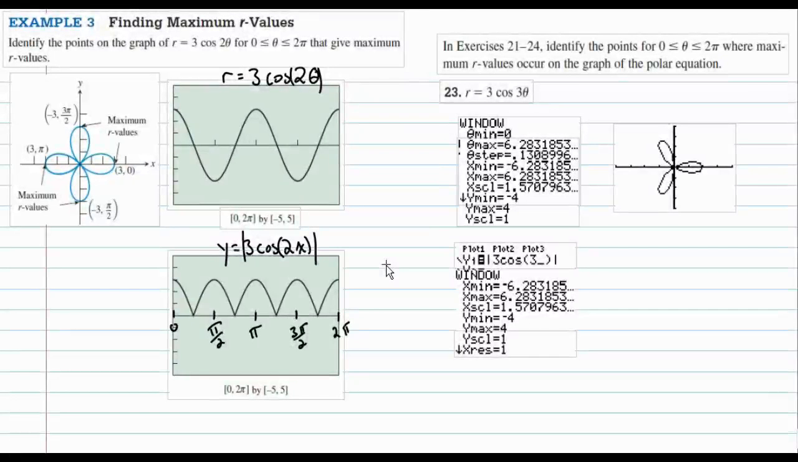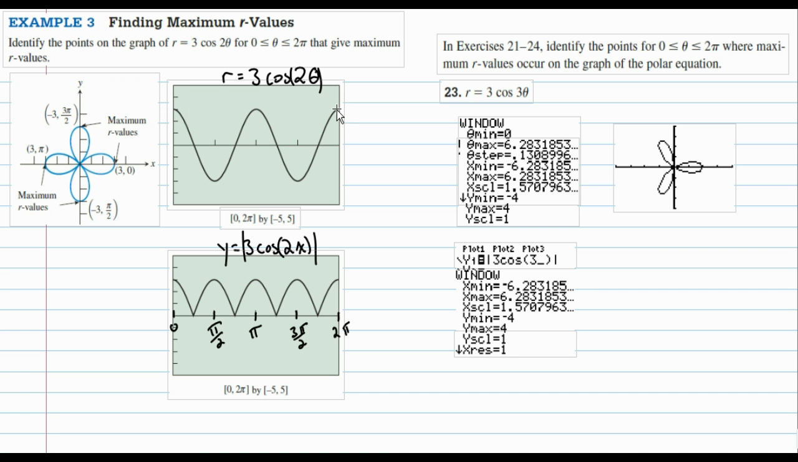This is the screencast for section 6.5, example 3, finding maximum R values. Again, this time our maximum R values are going to get a little bit trickier. Last time, in example 2, we only had to worry about the maximum values where original cosine had maximum values.